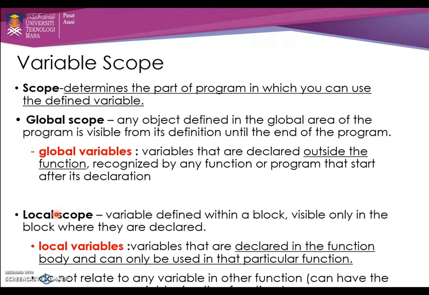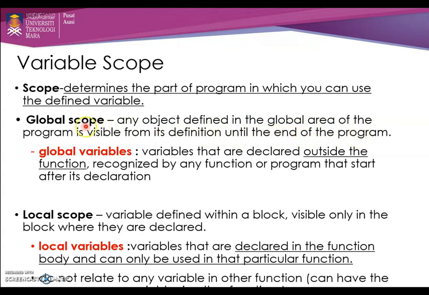So before we start, you have to understand the variable scopes in your programming language. Scope determines the part of the program in which you can use the defined variables. The scope can be divided into two parts, which are global scope and local scope. Global scope means any object defined in the global area of the program, which is visible from its definition until the end of the program.